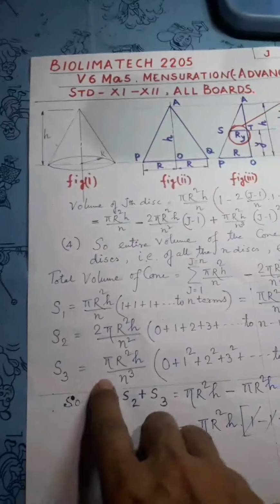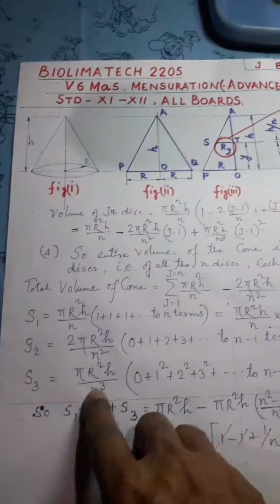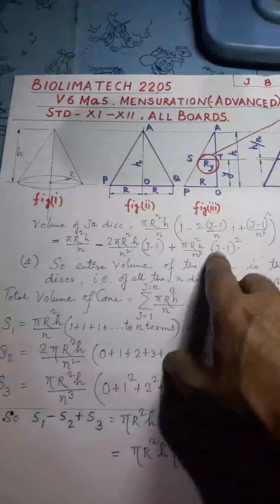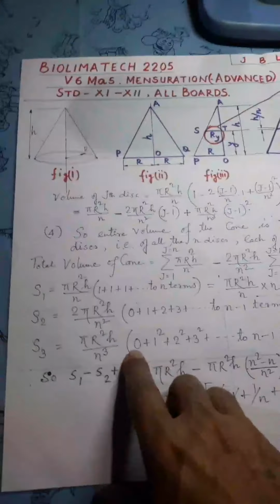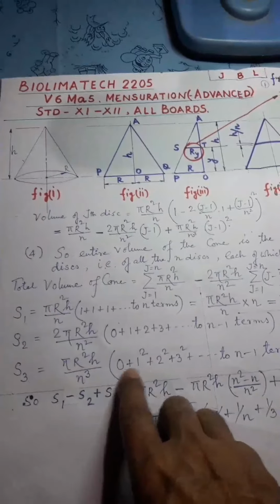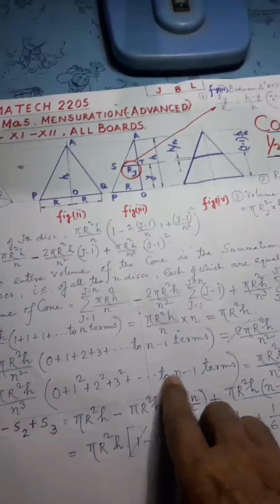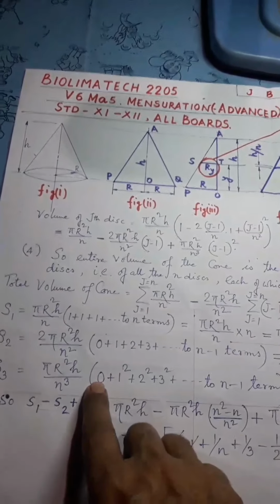Similarly, calculating S3, it is pi r square h upon n cube into the summation of j minus 1 whole square. When j equals 1, then 1 minus 1 is 0, so the first term becomes 0. So it is 0 plus 1 square plus 2 square plus 3 square plus 4 square, like that up to n minus 1 terms. Why n minus 1 terms? Because the first term is 0 and will contribute nothing to the summation.